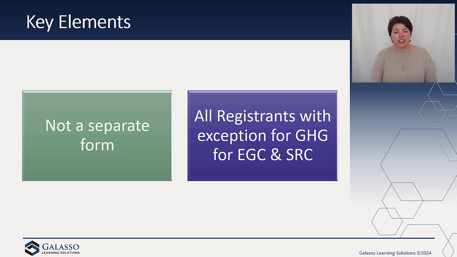And it's pretty much all registrants. They did give one exception for greenhouse gas emissions and attestation for emerging growth companies and small reporting companies, but they are still required to do all the other disclosures. So again, the SEC did not give a lot of exceptions to these requirements here.